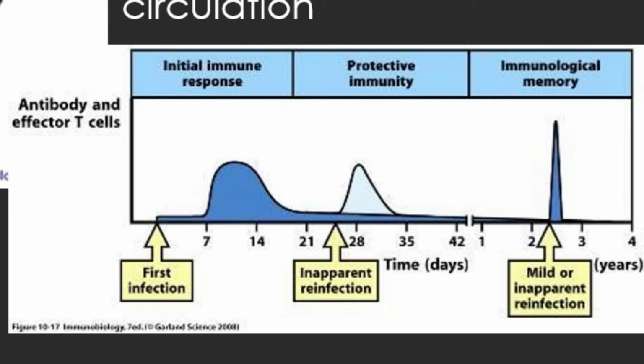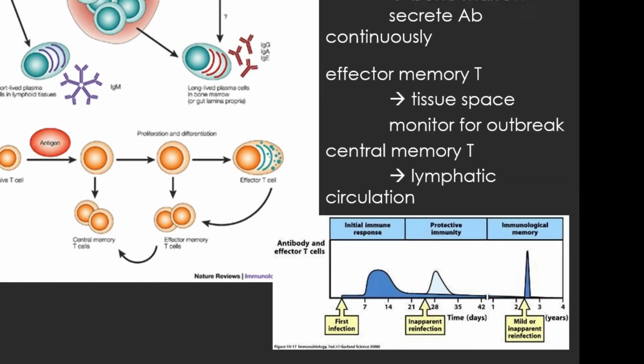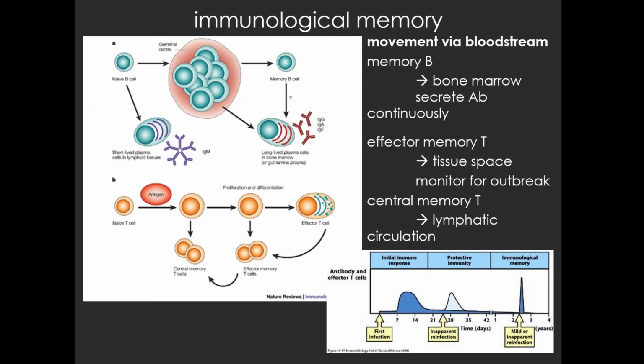So immunological memory allows your immune system to learn from its infections and to respond quickly and well to subsequent exposures to those same antigens. And it all relies on the fact that we have those memory cells cruising around the body looking for that antigen.